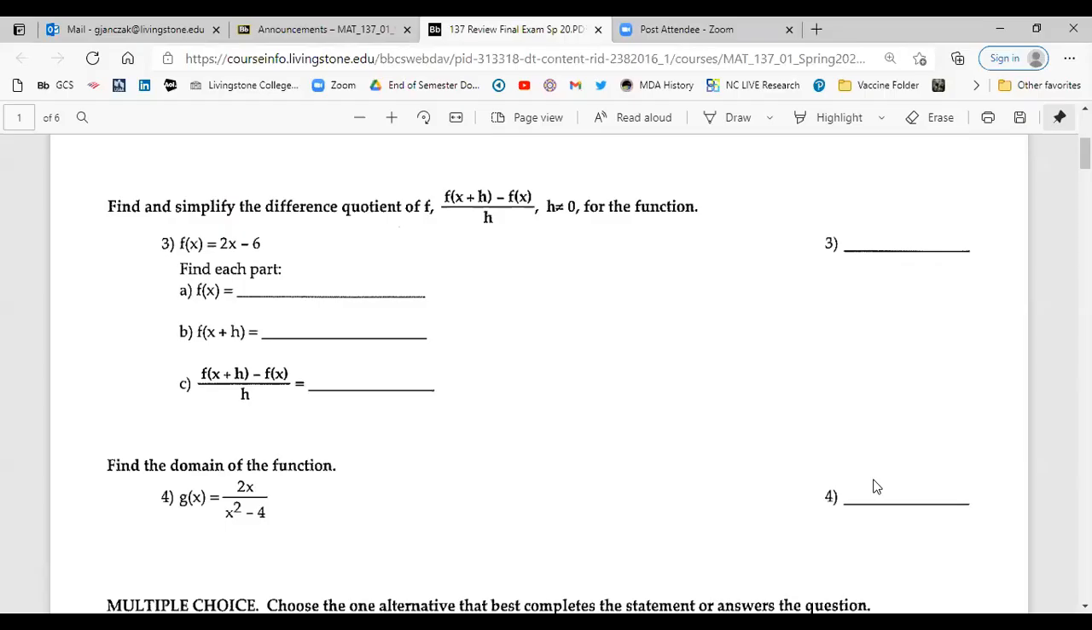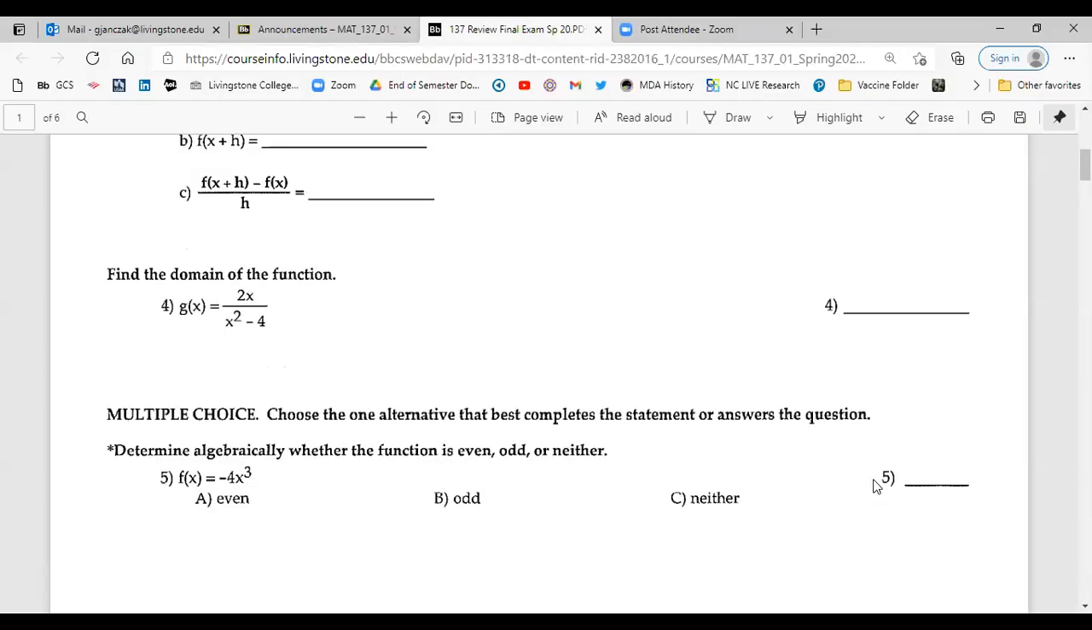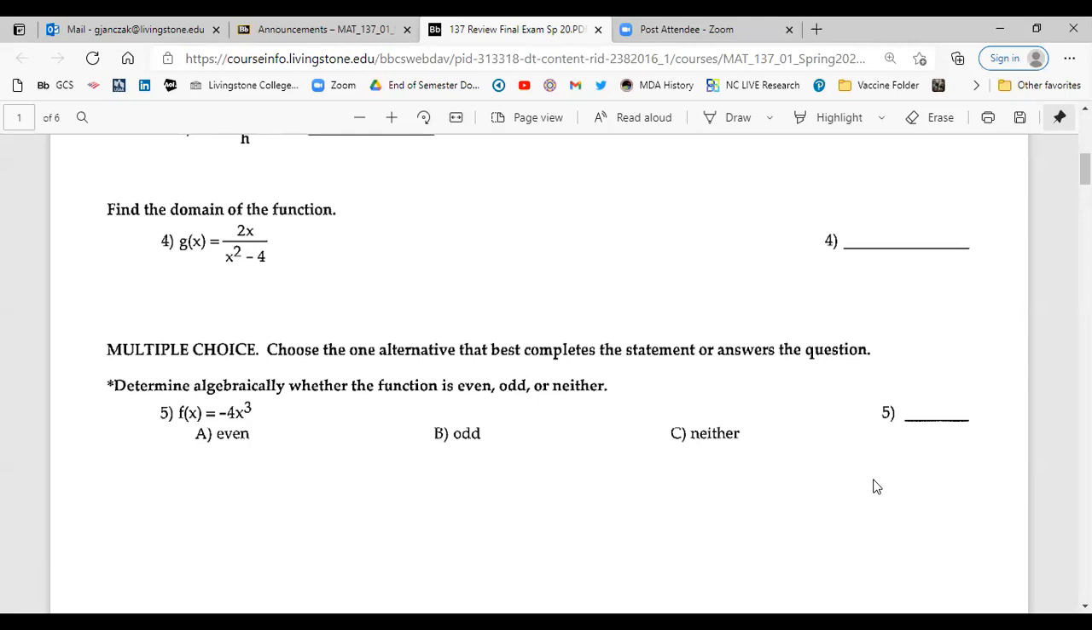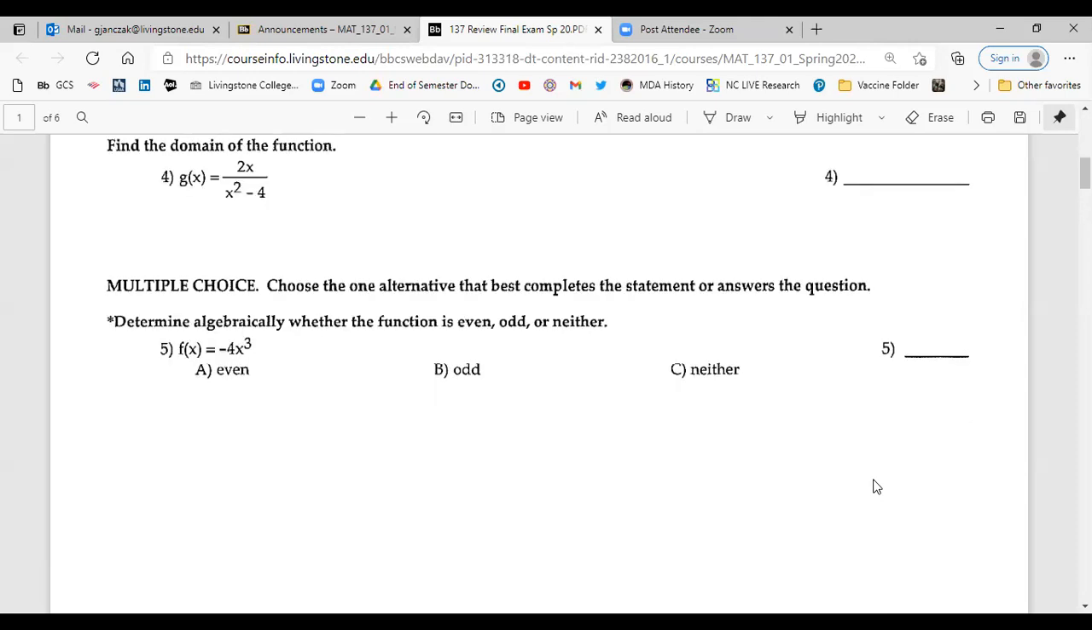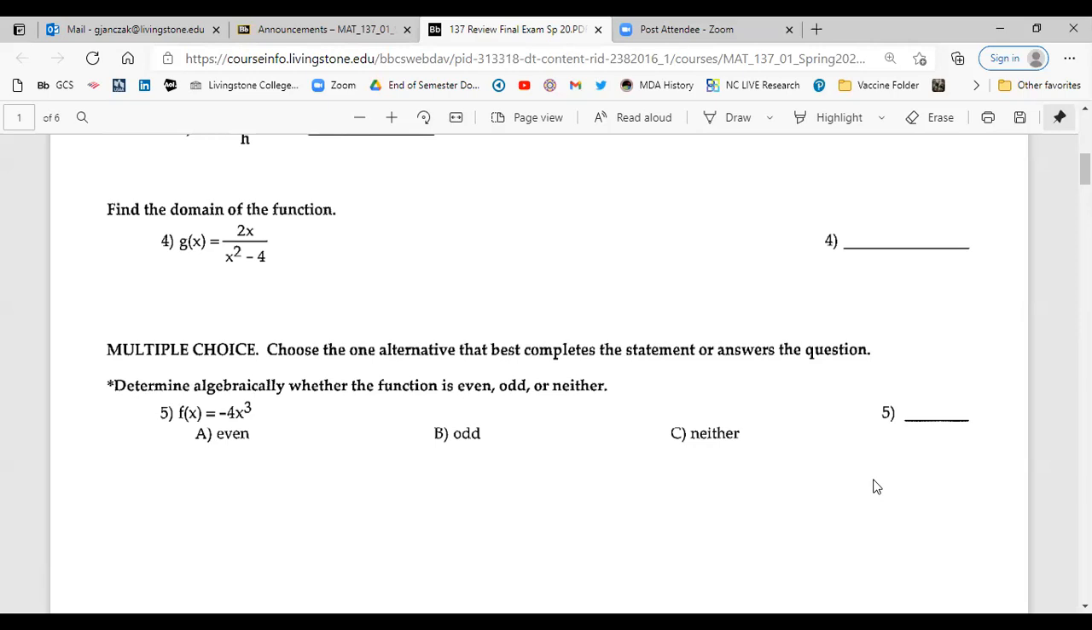Moving right along. Find the domain of the function. Any questions with that one? Number 4. If you don't say anything, I'm going to think that you don't have questions, and I'm going to move on. Yes, sir, you do? Okay. Let's go over it, so let me rewrite this. G of x equals 2x over x squared minus 4.